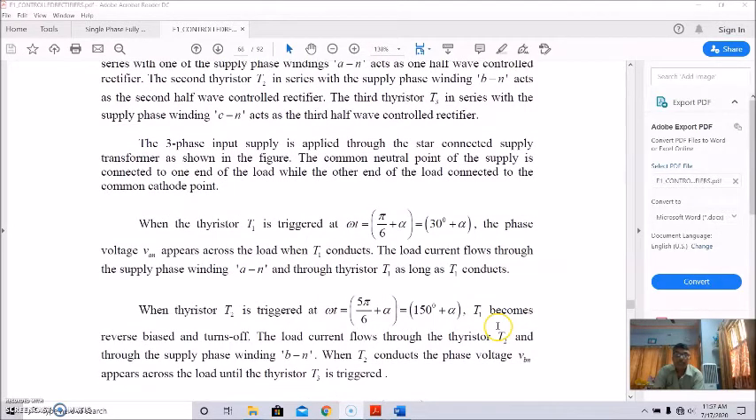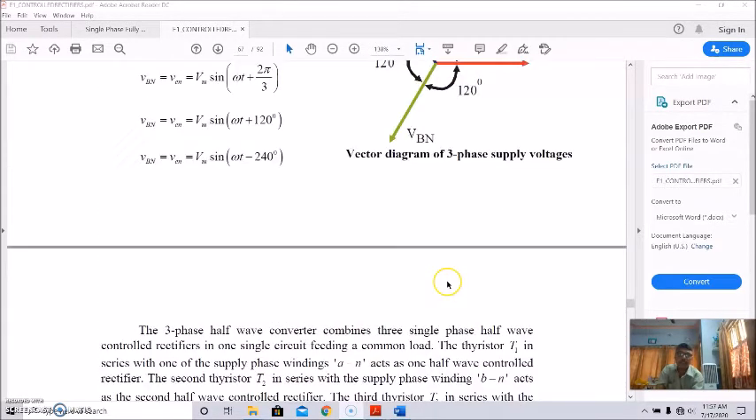So when the thyristor T1 is triggered, particularly at omega t equal to pi by 6 plus alpha, that is, pi by 6 means 30 degrees plus alpha, where alpha is the trigger angle, the phase voltage VAN appears across the load as thyristor T1 conducts, and the load current flows through the supply phase winding AN and through the thyristor T1 as long as T1 conducts. So this is shown here.